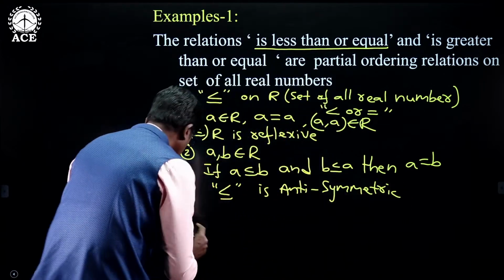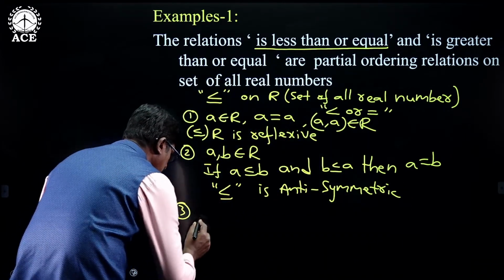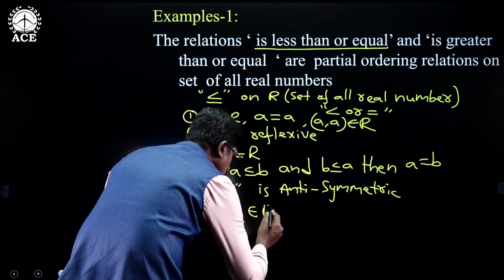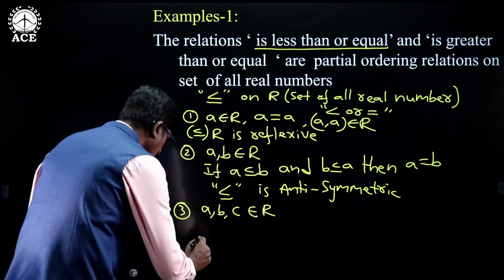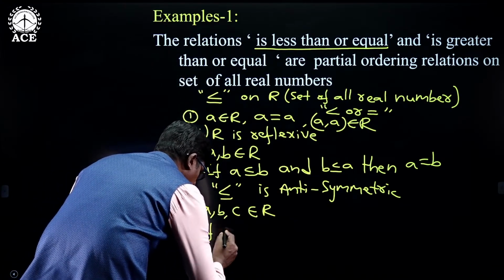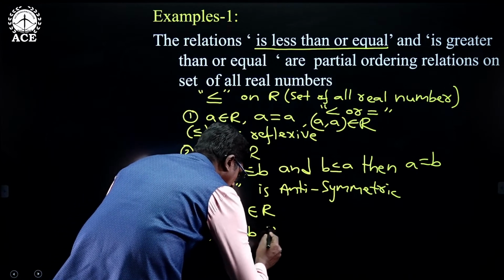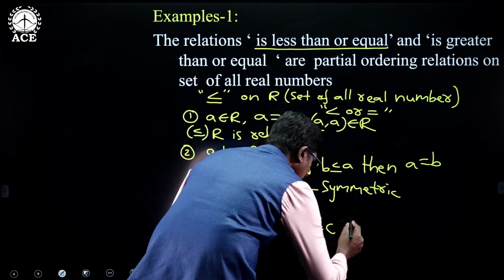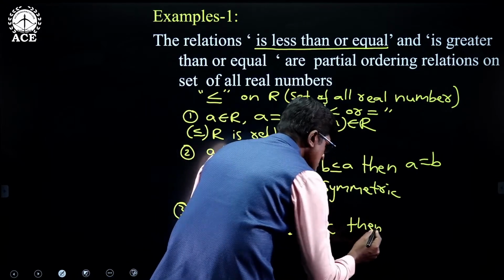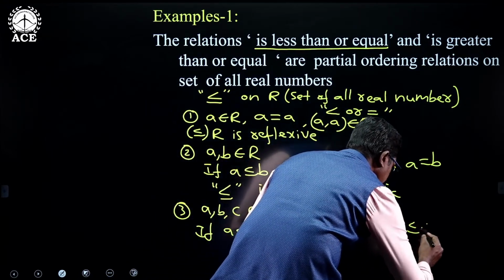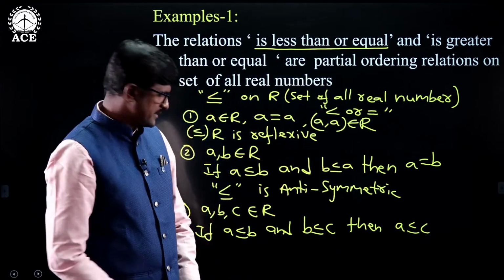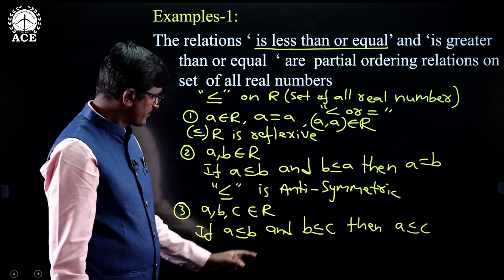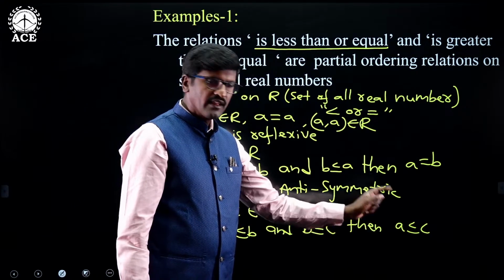Next, I am verifying the transitive relation. So I am taking three elements a, b, c belonging to the set of all real numbers. If a is less than or equal to b and b is less than or equal to c, then a must be less than or equal to c. Take any three real numbers a, b, c.